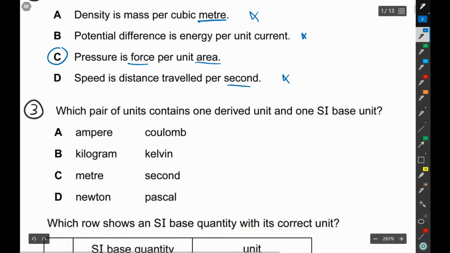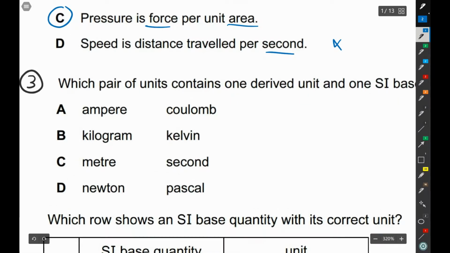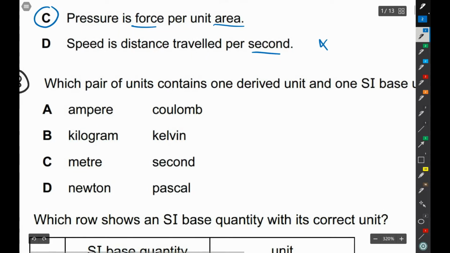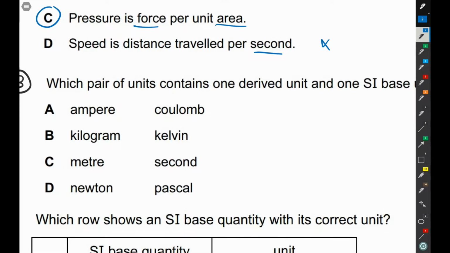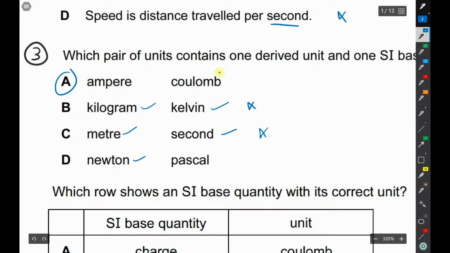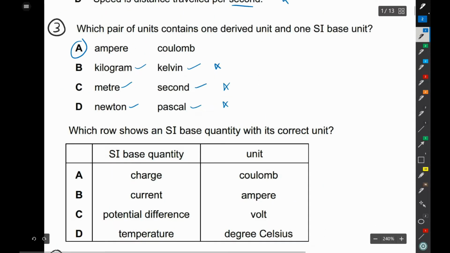हमने पढ़ा था कि derived unit क्या होता है और SI based unit क्या होते हैं. So ampere and coulomb, देखो coulomb एक derived unit है और ampere is a base unit, so option A is correct. Now kilograms and Kelvin are both base units, so this option cannot be correct. Similarly, meter and seconds are also both base units, so this cannot be correct either. And Newton and pascals are both derived units, so this will be incorrect.